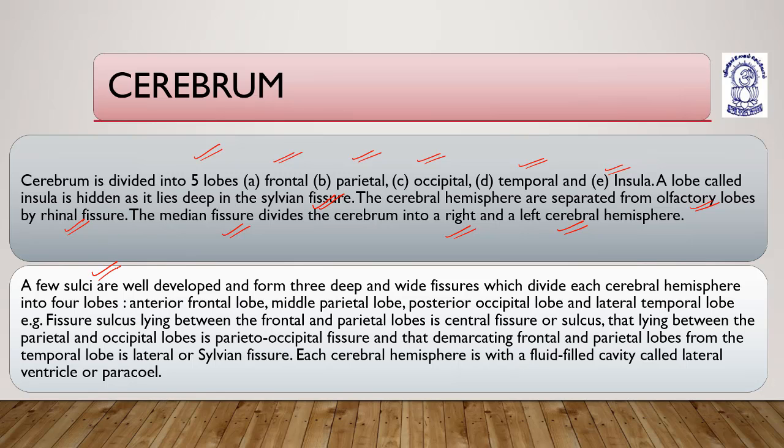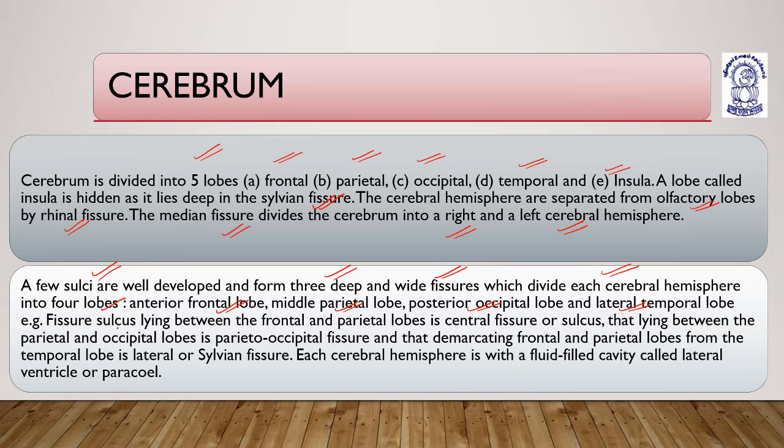Few sulci are well developed and form three deep and wide fissures which divide each cerebral hemisphere into four lobes: anterior frontal lobe, middle parietal lobe, posterior occipital lobe, and lateral temporal lobe. Frontal lobe is at the anterior, middle is the parietal lobe, posterior is the occipital lobe, and lateral is the temporal lobe.